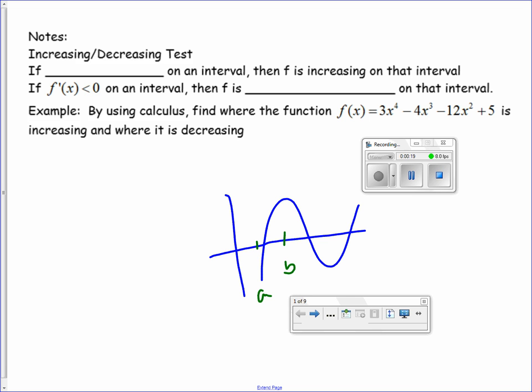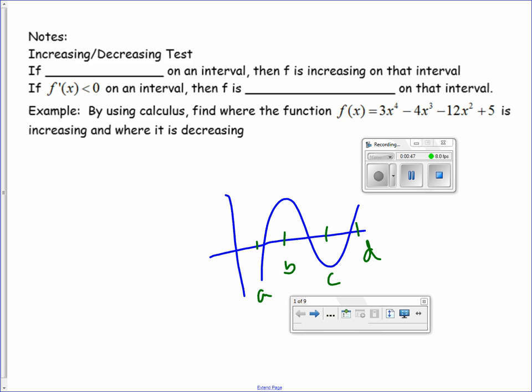Okay. Talk to me about the derivative there. Derivative's positive. What about from b to c? What is the function doing? Function is decreasing. What about the derivative? It is negative. Okay. And then from c to d, the function is increasing and the derivative is positive. Okay. So this is your increasing decreasing test.